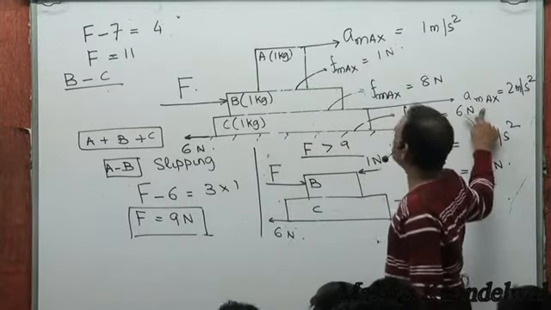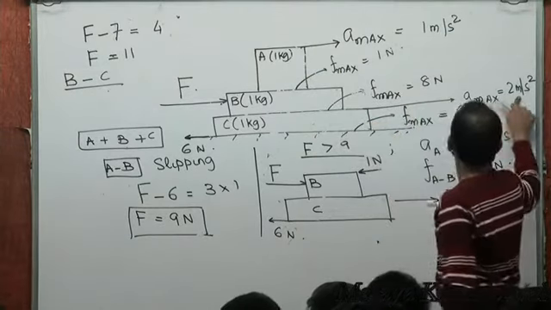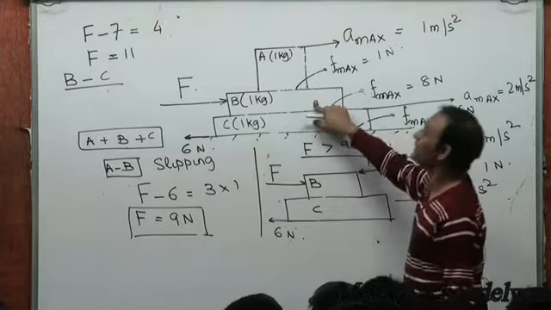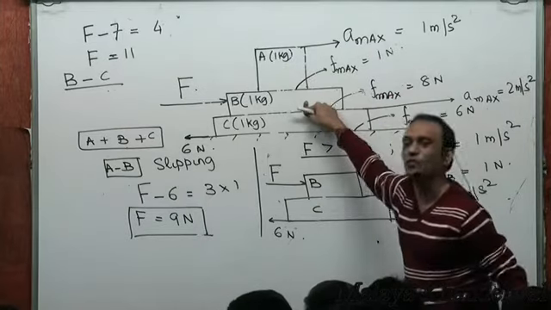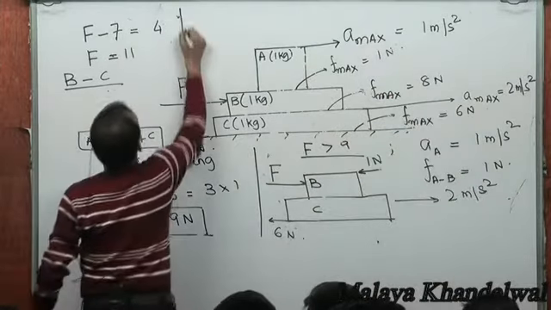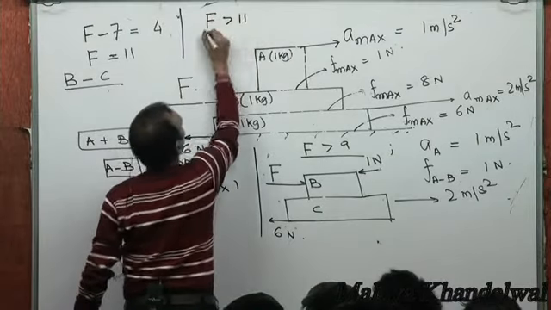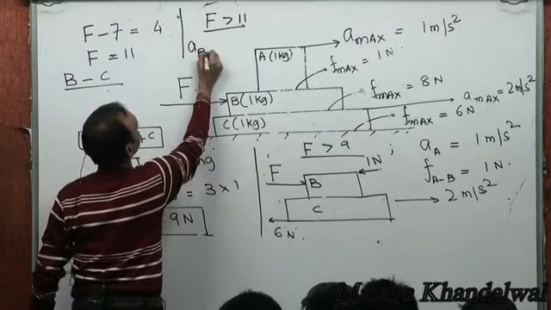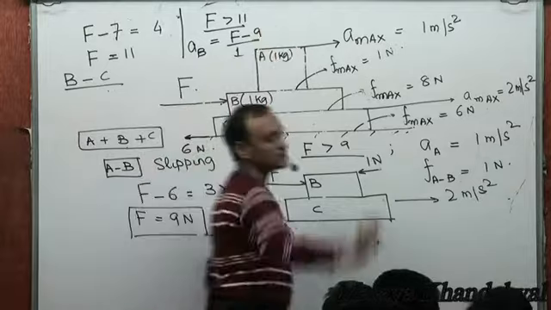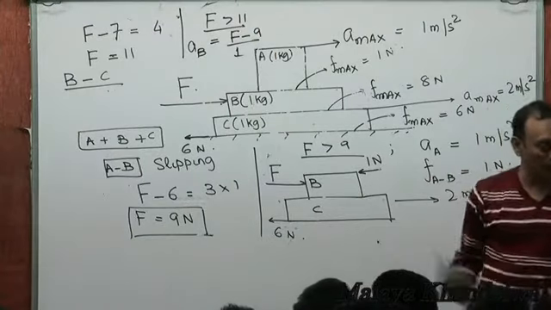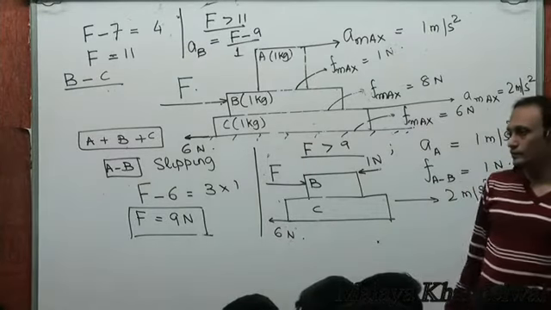For F greater than 11 newtons, what would be the acceleration of A? What would be the acceleration of C? 2 meters per second squared. And the acceleration of B would be F minus 1 minus 8 divided by 1. So for F greater than 11 newtons, the acceleration of B is going to be F minus 9 divided by its mass. These many meters per second squared. I hope you understand why 9. 1 newton from A and 8 newtons from C, right?